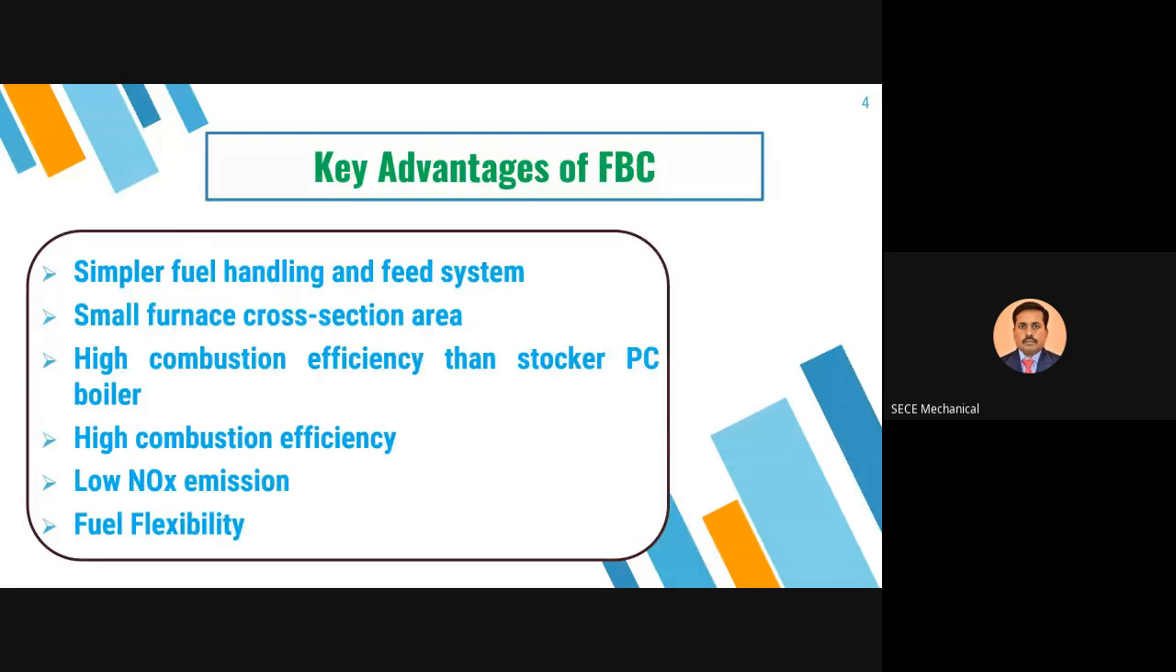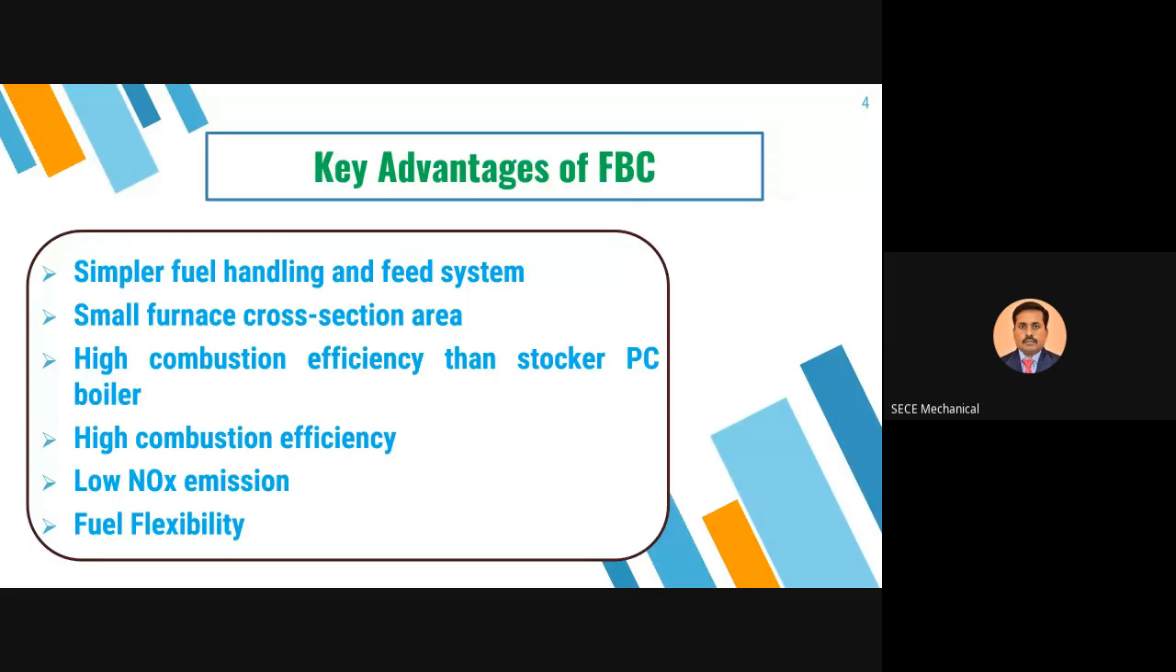So if you want to completely combust the coal in the furnace bin, that's why we are introducing fluid bed combustion. That is the main key advantage. First key advantage. Second one is small furnace cross-sectional area.